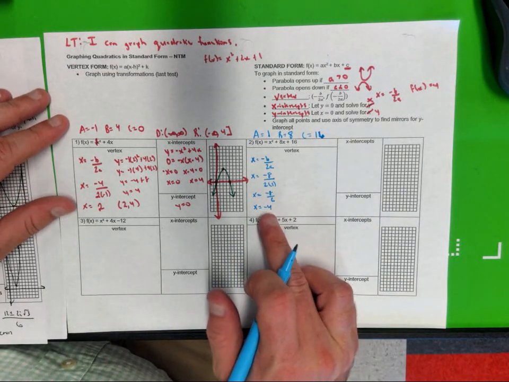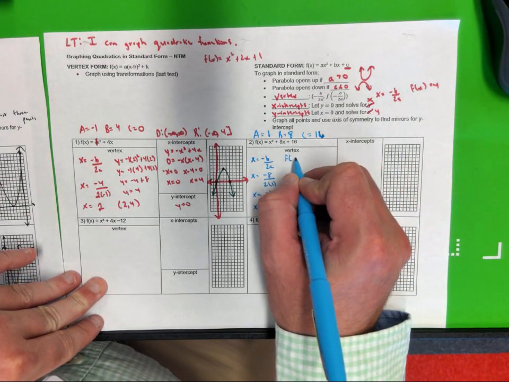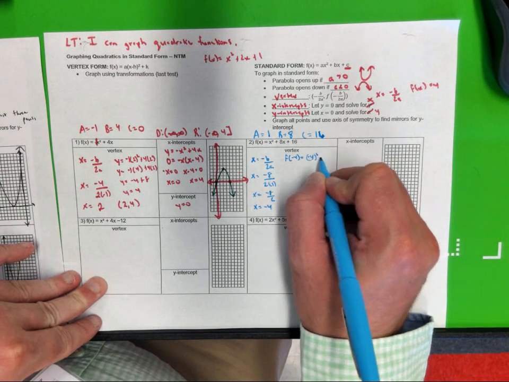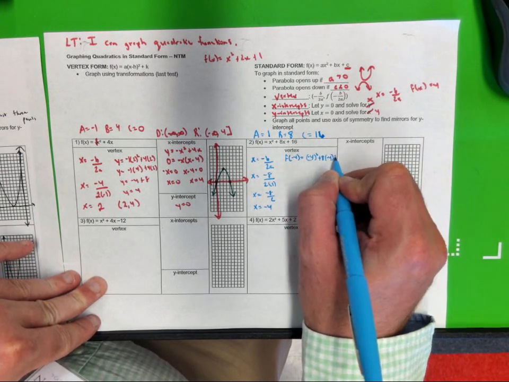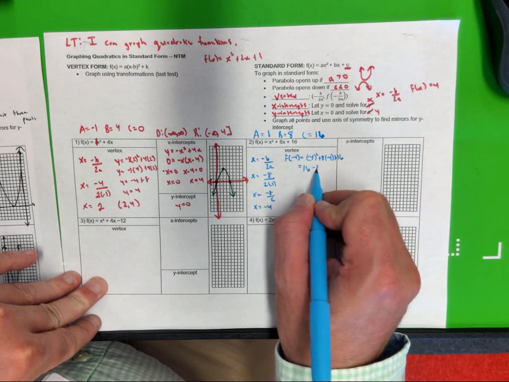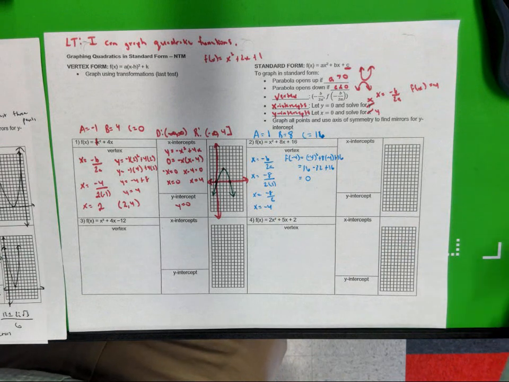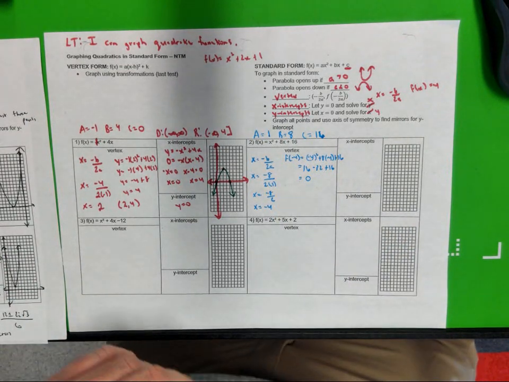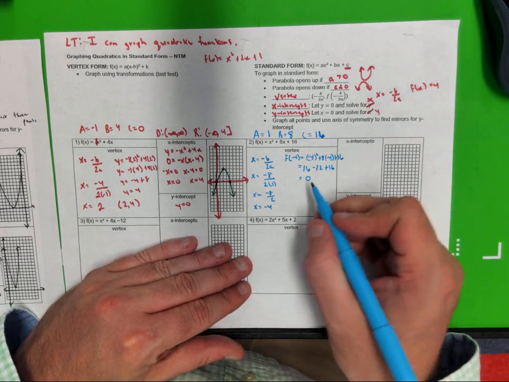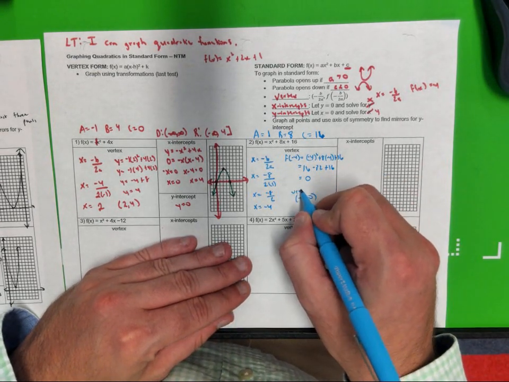Now I've got to find my Y. So I'm going to plug this back in. Gives me 16 minus 32 plus 16, which is equal to 0. So my vertex is negative 4, 0. Make sure you label that.